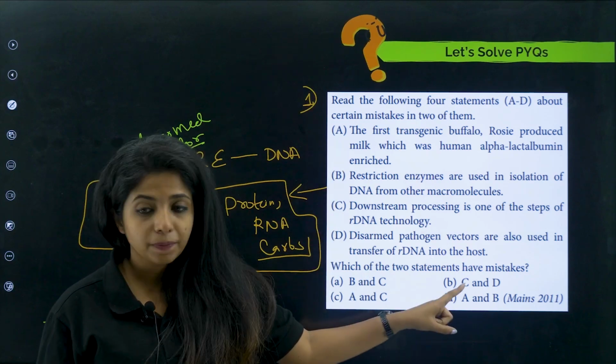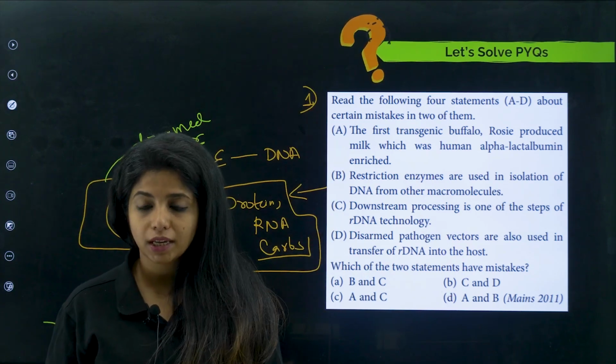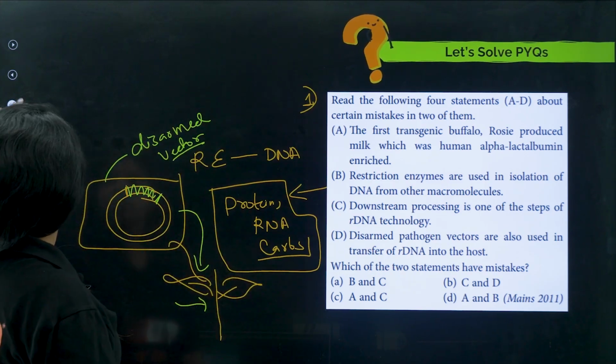So now among them, try to find the statements which have the mistakes. There are two statements which have the mistake. You will be able to find it really well. So I've explained the things, you tell me the answers.